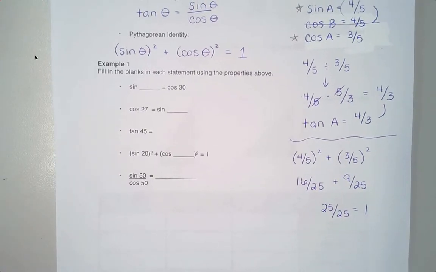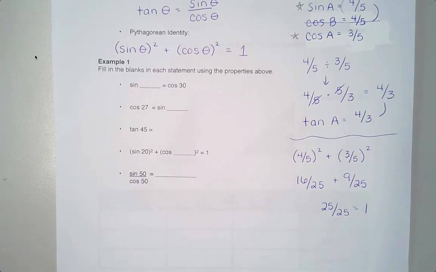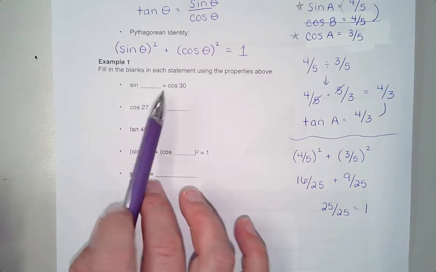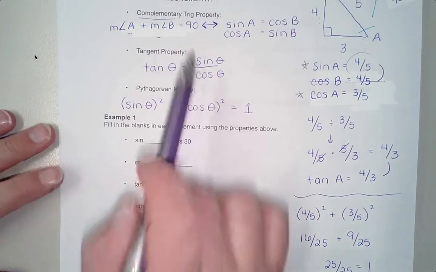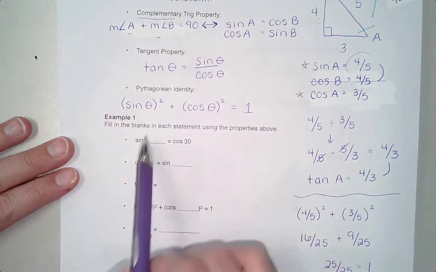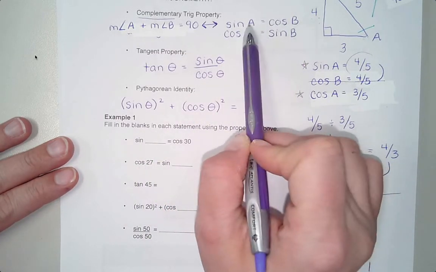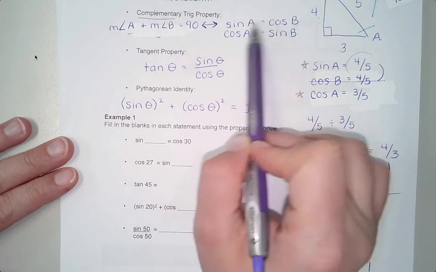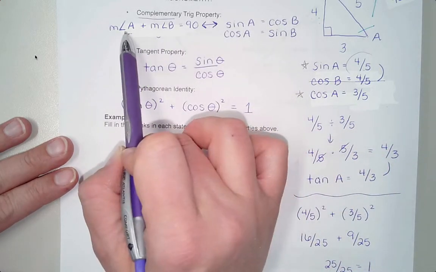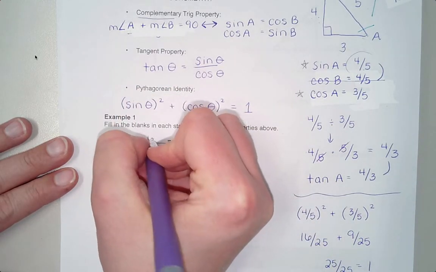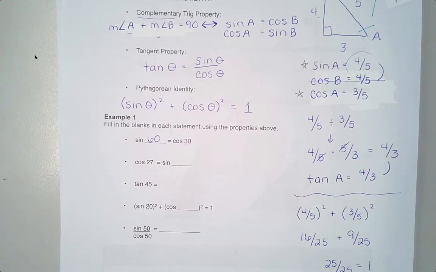So let's look at some examples similar to what you're going to see in your homework. This first one, sine of what would equal the cosine of 30? This is going into the complementary trig property, that we have the sine of something equal to the cosine of 30. Then we have to ask ourselves, what's the relationship between A and B? Well, they would have to add up to 90. So cosine of 30 would match sine of 60.